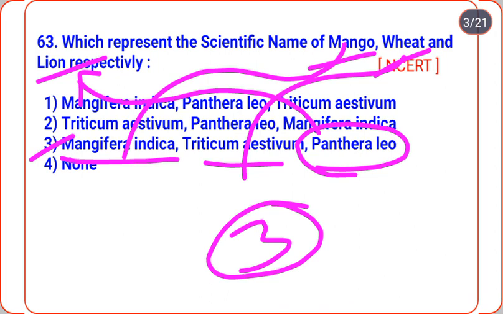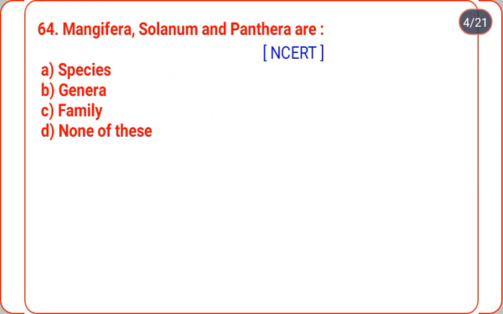Okay, next, question number 64. Mangifera, Solanum and Panthera are, option A species, option B genera, option C family, option D none of this.